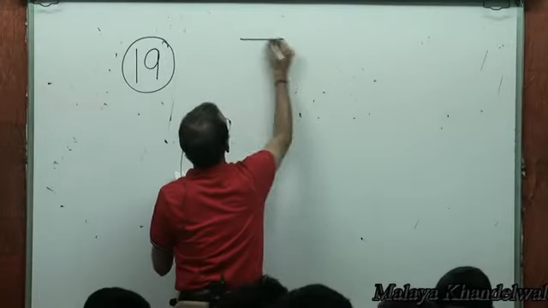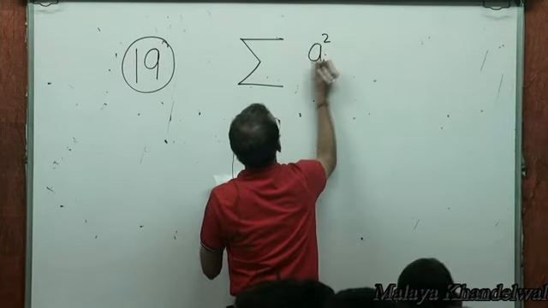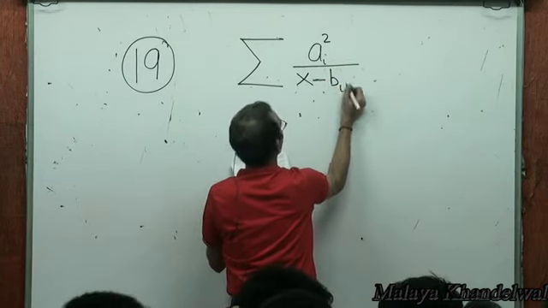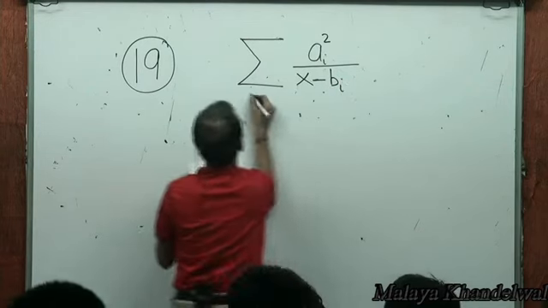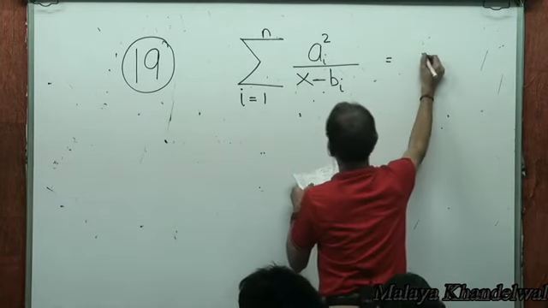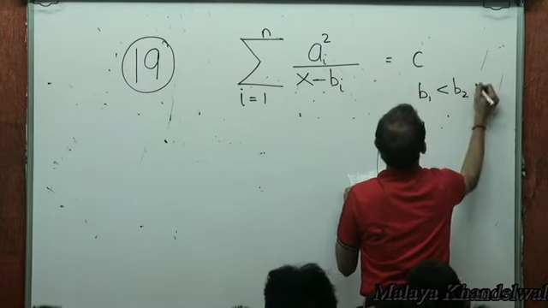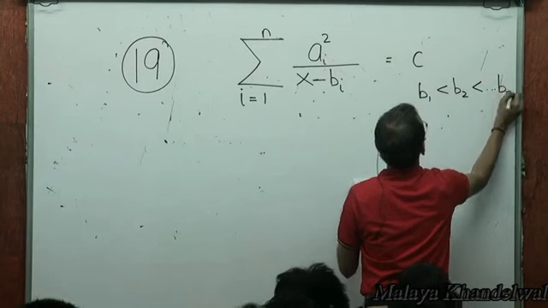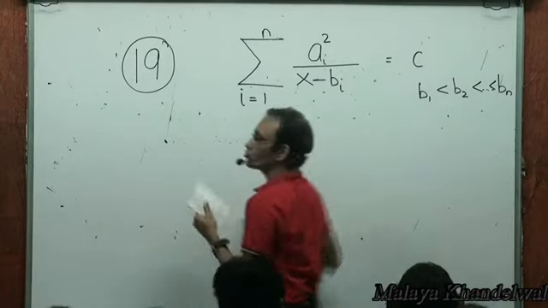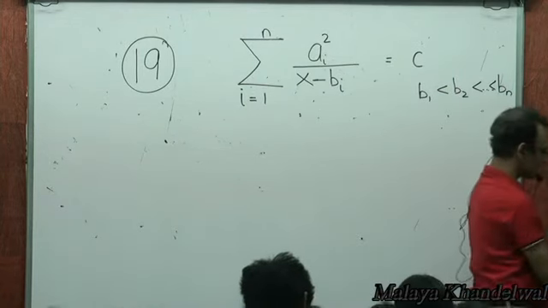We want to show, or rather, if this is an equation, summation ai squared divided by x minus bi, i equal to 1 to n, equal to c, where c is a constant, and say b1 less than b2 less than bn, etc. We want to find the number of real roots of this equation given this.